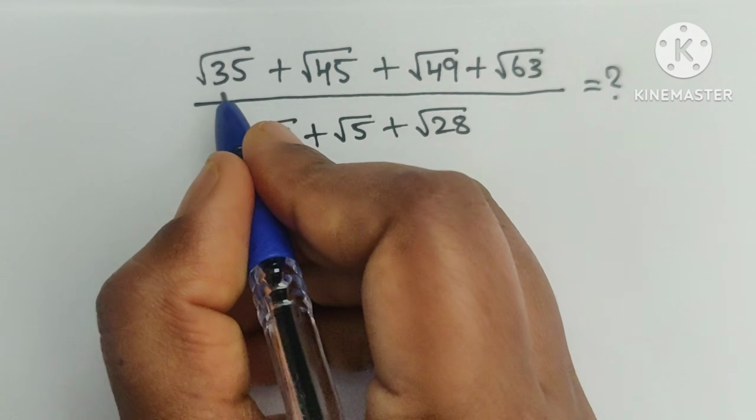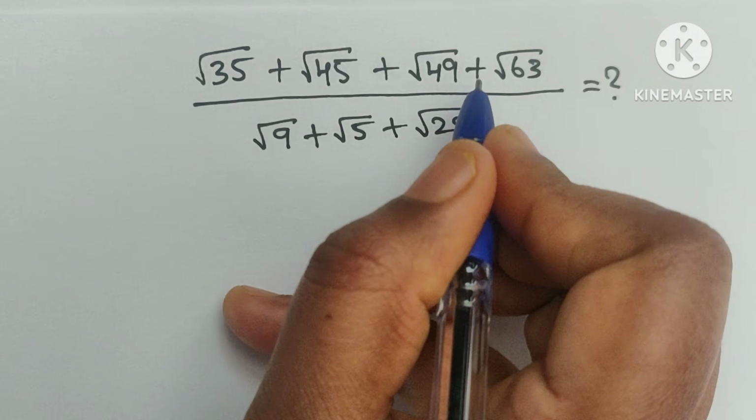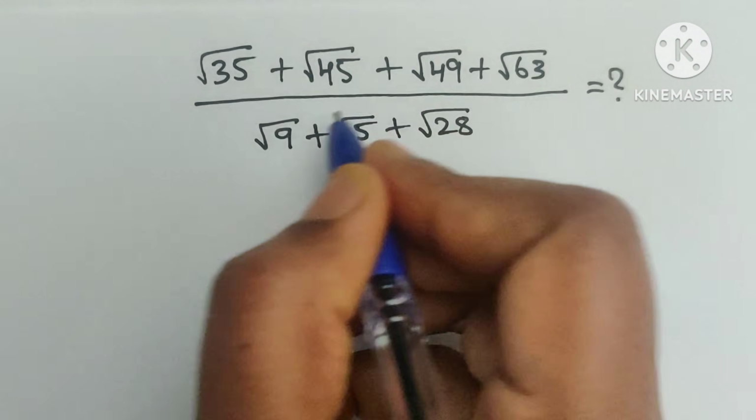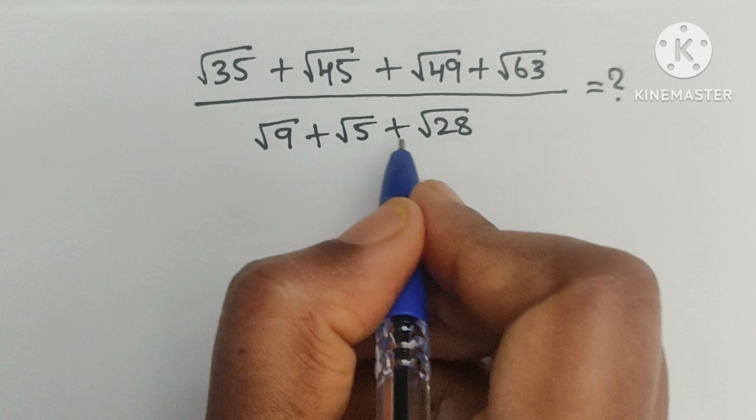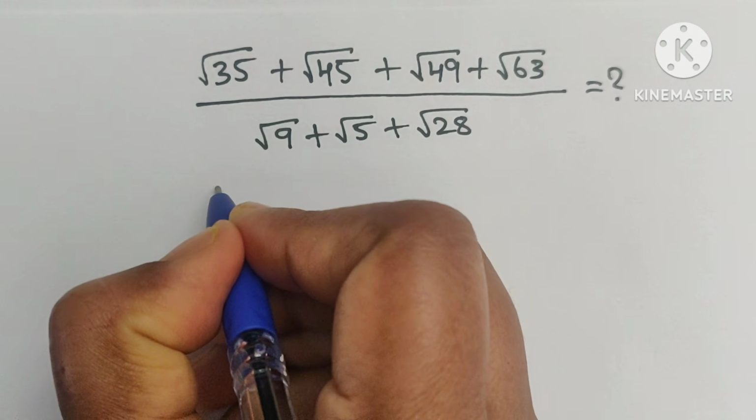Here we have one question: square root of 35 plus square root of 45 plus square root of 49 plus square root of 63, divided by square root of 9 plus square root of 5 plus square root of 28. So how do we solve this problem? Let's see the solution.